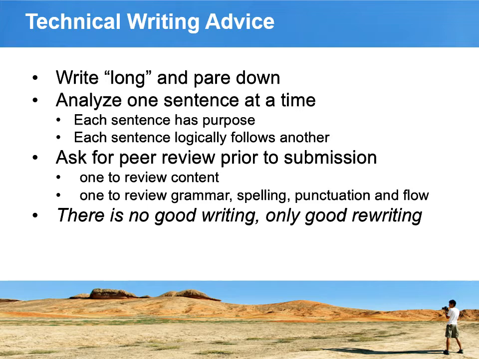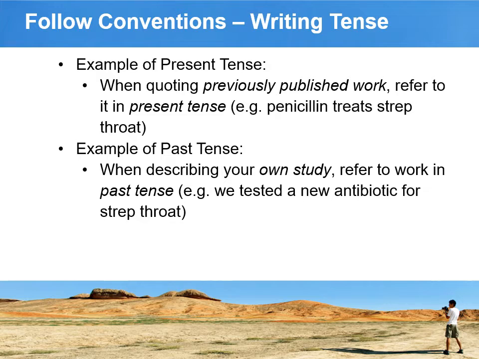Ask for peer review prior to submission, and it's often good to have multiple people, one to review content and one to review grammar, spelling, punctuation, and flow. It's also important to consider writing tense conventions, and to make sure that you're consistent throughout your paper. So we use present tense when quoting previously published work and past tense when describing your own study. And there are just a few examples there.